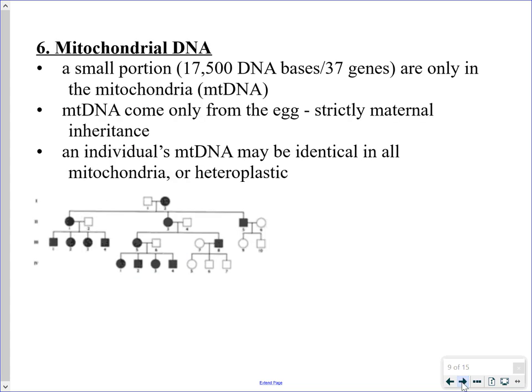And the last one is mitochondrial DNA. Most of your genetic information, most of your genes, are on nuclear DNA that you find in the nucleus, but there are a few genes, the number is 37, out of about 20,000 or so human genes, that are found in the mitochondria. And all of the genes from the mitochondria are maternal in origin.